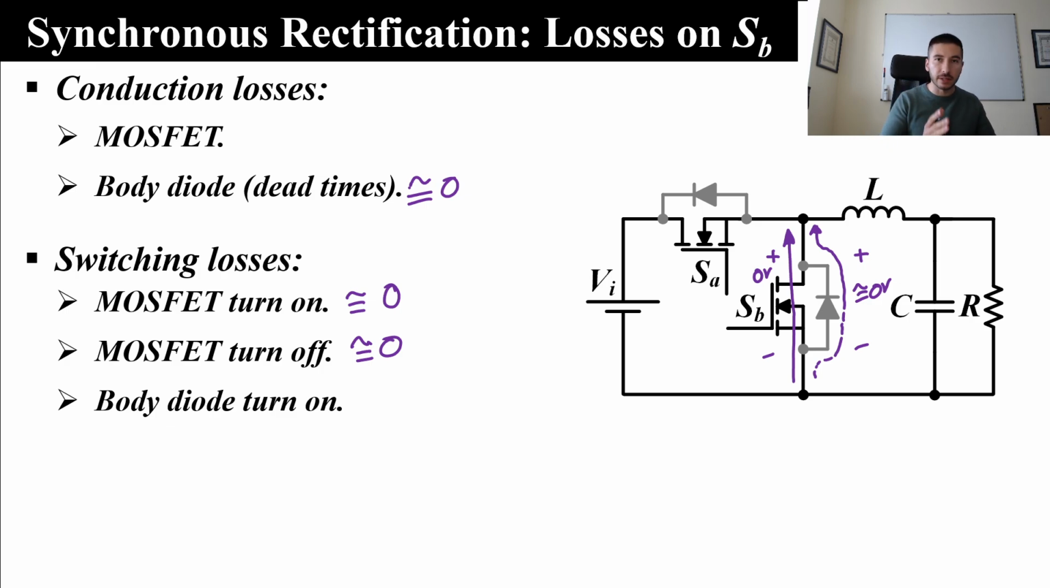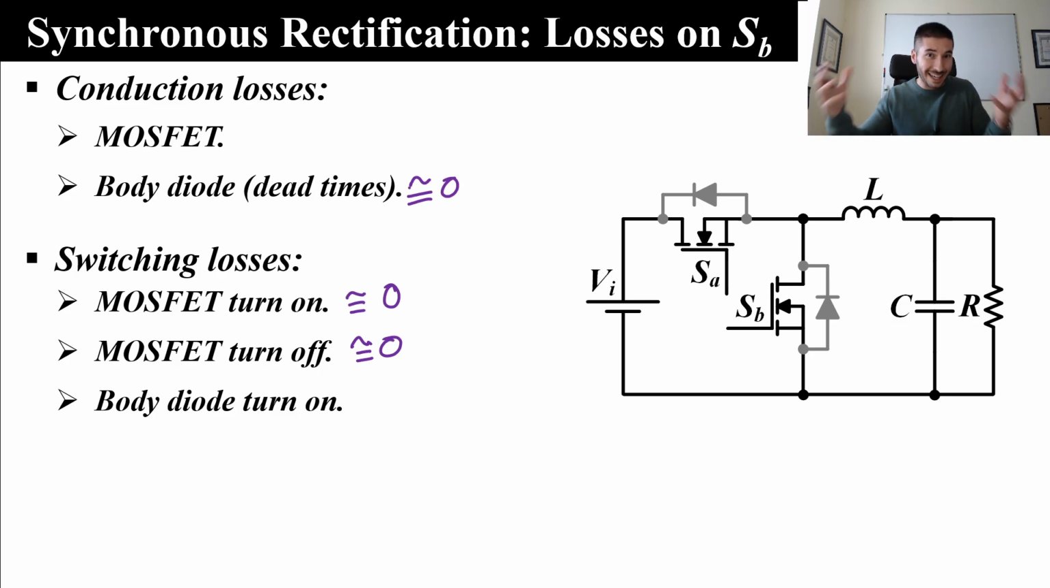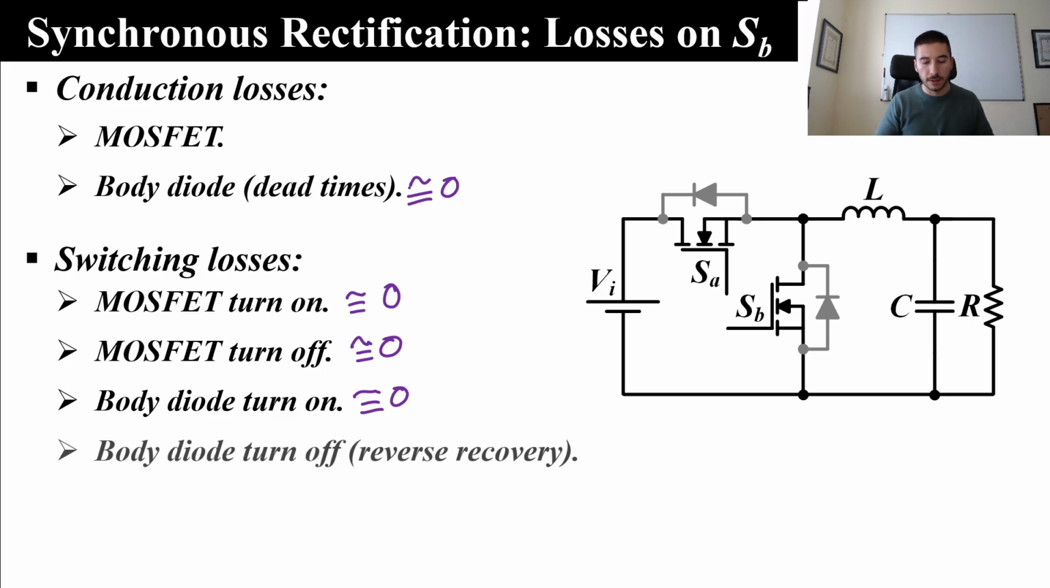Let's talk about the body diode. What happens with the switching losses in that body diode? What happens when the body diode turns on? The assumption that we are going to consider is that it's negligible. Why? Because as in any diode, the turn on process is very fast. So, as we always do, we assume that it's 0. What happens when we turn off the body diode? In that case, we know that we have to consider the reverse recovery of the body diode.